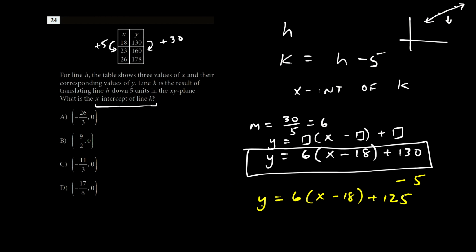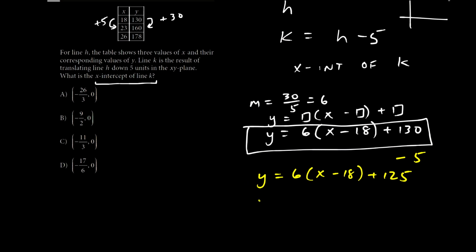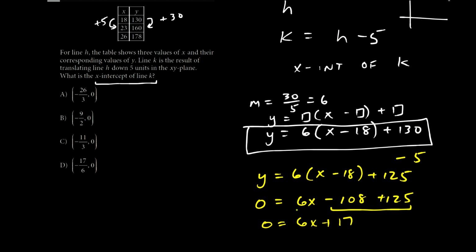So x-intercept means when y is equal to 0. So we're just going to go ahead and plug in 0 here. At the same time, we can distribute. We don't have to, but I think most of you would. So I'll go ahead and do that. We'd have 6x minus 108 plus 125. We can combine these terms, and we end up with 17. So we have 0 equals 6x plus 17. And we can kind of start to see our answer here already. We're going to end up subtracting 17 to one side to equal 6x and divide by 6. So we see our x-intercept is negative 17 over 6, which is choice D.